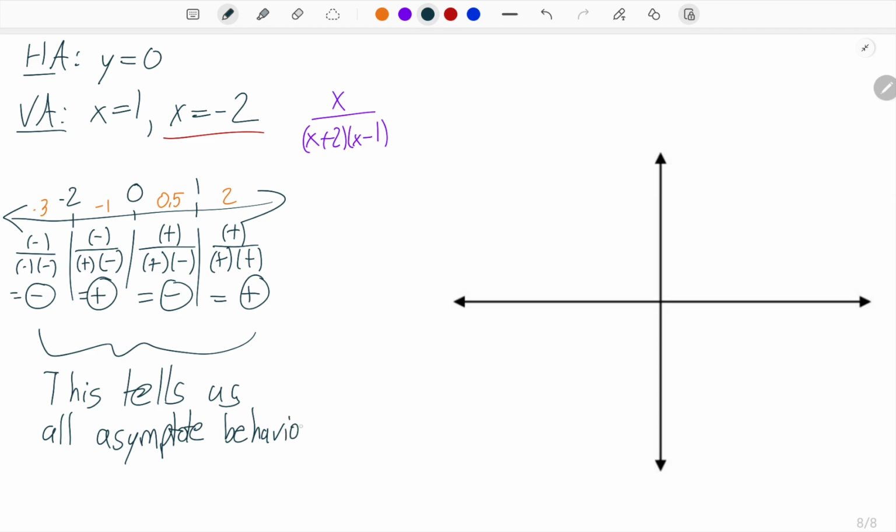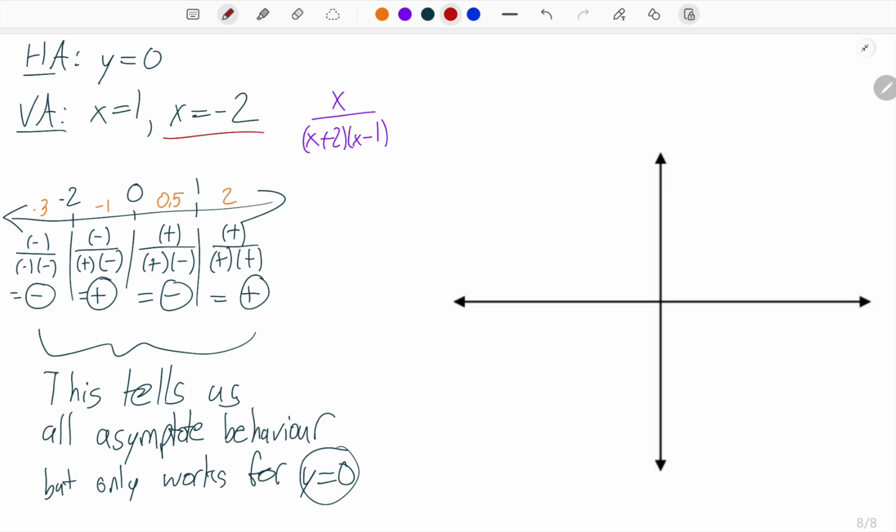So we don't have to do all these test values, but this is only able to work if our horizontal asymptote is exactly y equal to 0. That is key, because then we can simply look at positive versus negative, which tells you above or below.